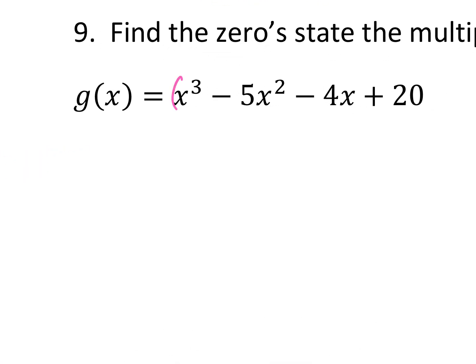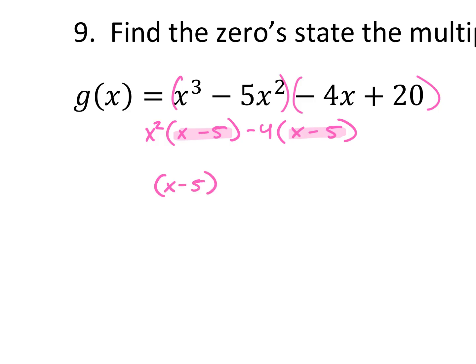So we're going to group the first 2, group the second 2. What's our GCF from the first group? X squared. We're left with x minus 5. What's our GCF from the second group? Negative 4. And we're left with x minus 5. So in order for grouping to work, your inside parentheses have to be exactly the same. So they're exactly the same here. We're going to take that out as an x minus 5. And we're left with x squared minus 4.